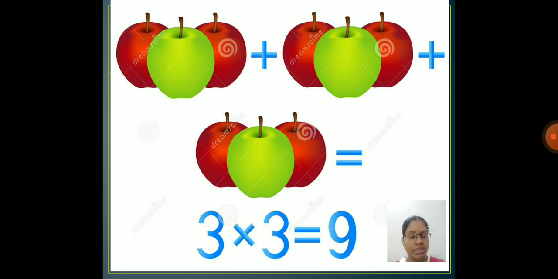Very good. So, 3 into 3 groups, that is equal to 9. How will you express 3 into 3 in exponent? 3 raised to the power 2. Very good. Now 3 raised to the power 2, where 3 is what? 3 is the base. Where 2 is what? 2 is the index. Yes, very good.